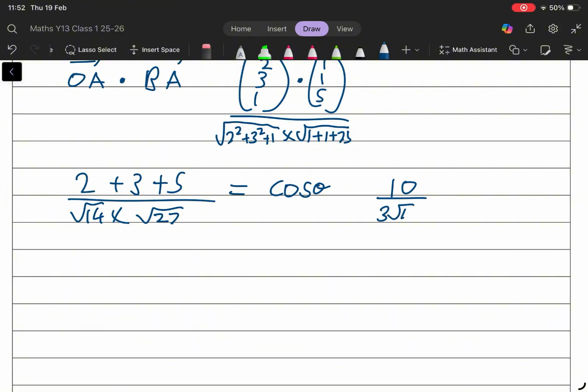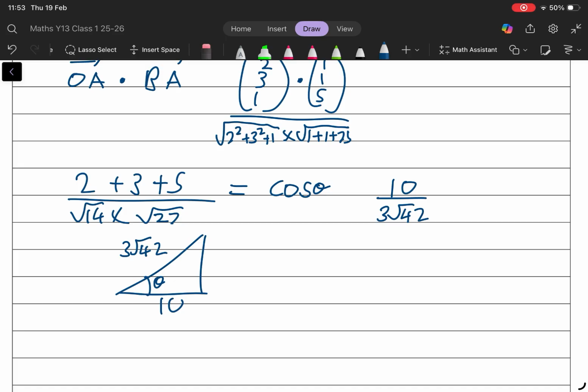3 root 42. And then what we can do here is draw a right angle triangle. If that's theta, then adjacent over hypotenuse, that must be 10. That must be 3 root 42. So now we use Pythagoras.